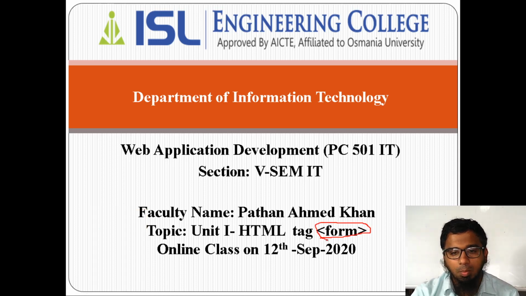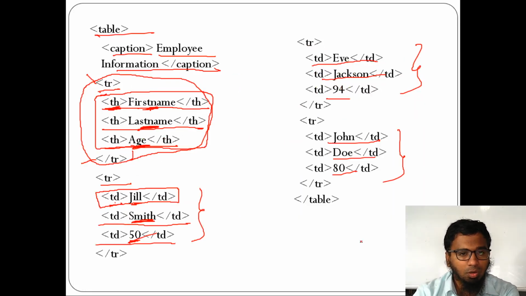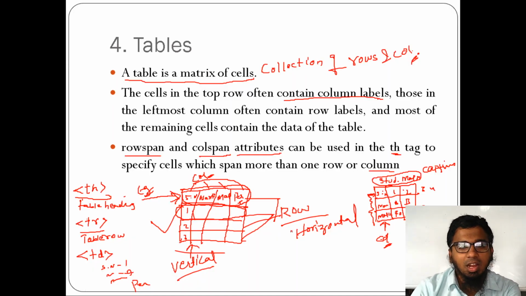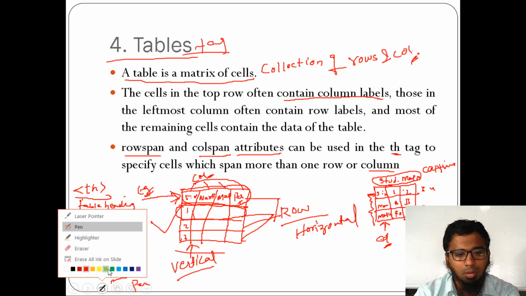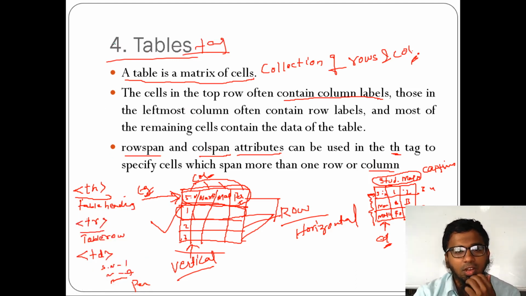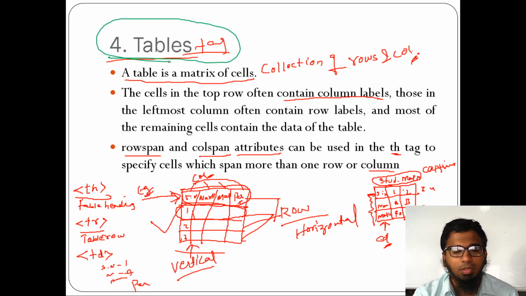Okay, before going to this tag, first we will see what we have done in the last class. Quick review. In the last class we have done the table tag. So I will change the color. So here we did in the last class the table tag.